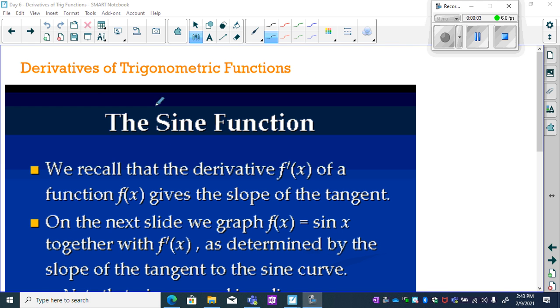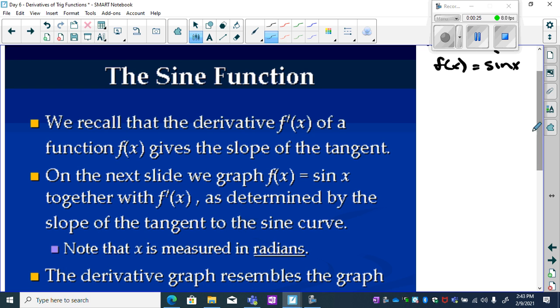In this section, we are going to look at derivatives of trigonometric functions. So for starters, we are going to examine the sine function. And if you recall from Pre-Cal 12A, the curve f of x equals sine x would look like the following.